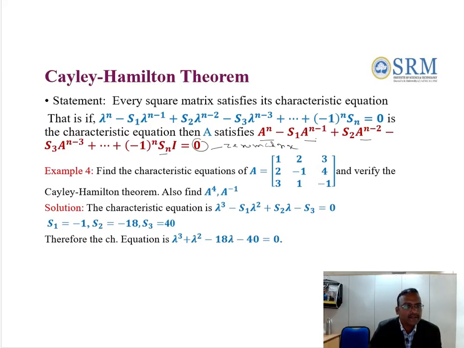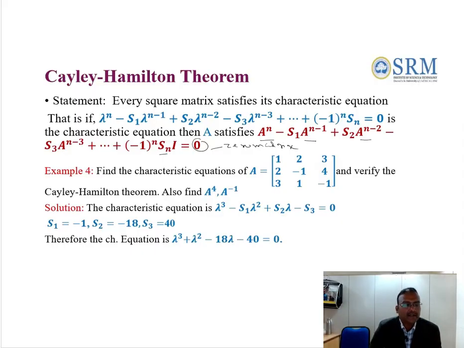Find the characteristic equation of the matrix A equal to 1, 2, 3 and 2 minus 1, 4, 3, 1 minus 1, and verify the Cayley-Hamilton theorem. Also find A power 4 and A power minus 1, that is A inverse, right.